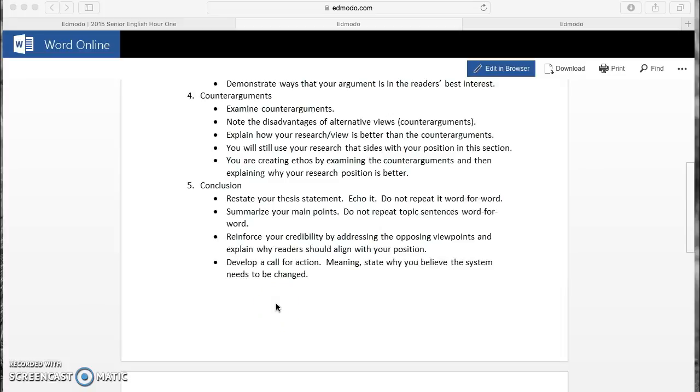Okay, gang, this particular video is going to show you the elements that you need to include in your conclusions for your research papers. In Edmodo, in the folder Writing the Paper, you will see the framework for a research paper document. Pull that up. I'm looking over the particular section that says conclusion.